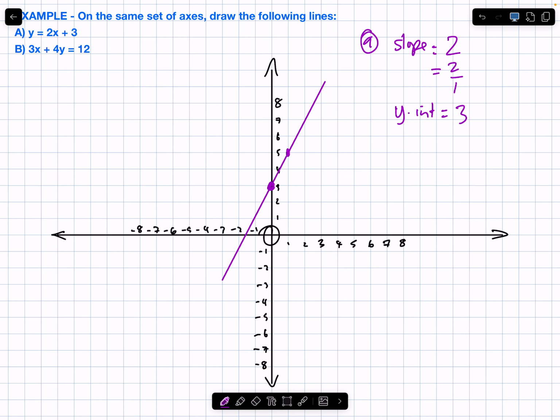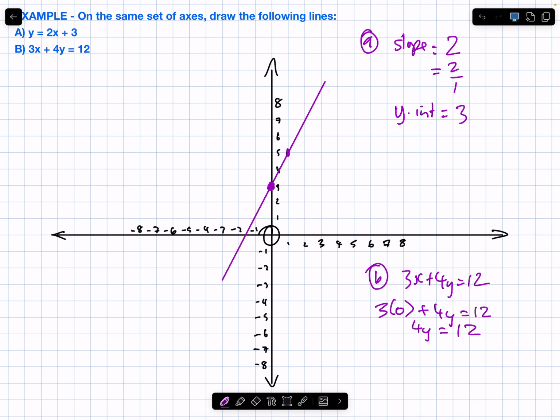The algebra that you need to do for the general form is a bit worse. It's a bit annoying. How do I find the y-intercept in that equation? I make x equal 0: 3 lots of nothing, plus 4y is equal to 12. What is 3 times nothing? 0. So what's going to be left on the left-hand side? 4y is equal to 12.